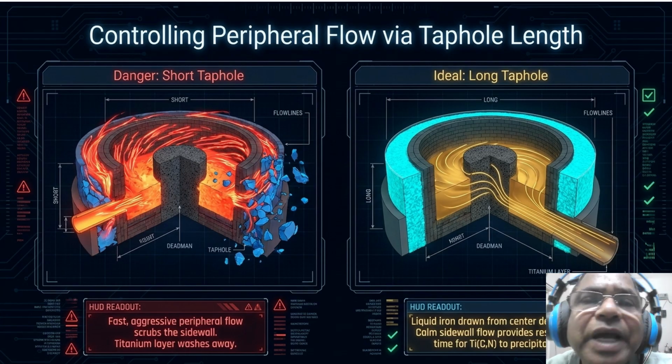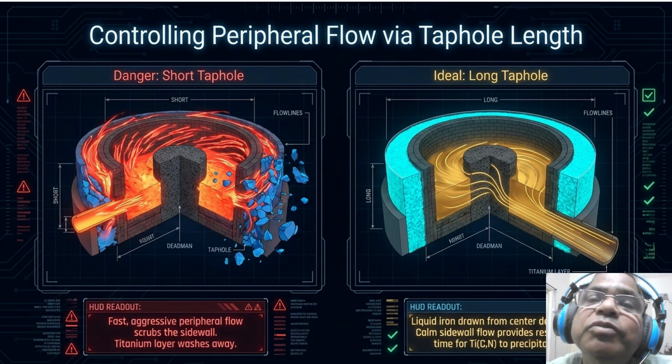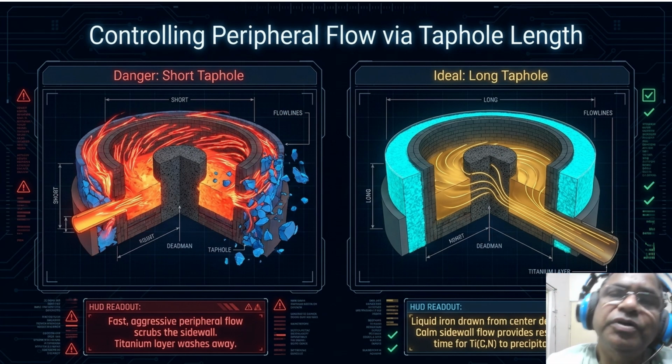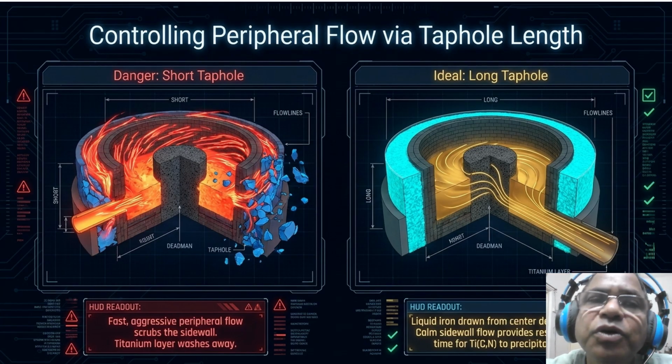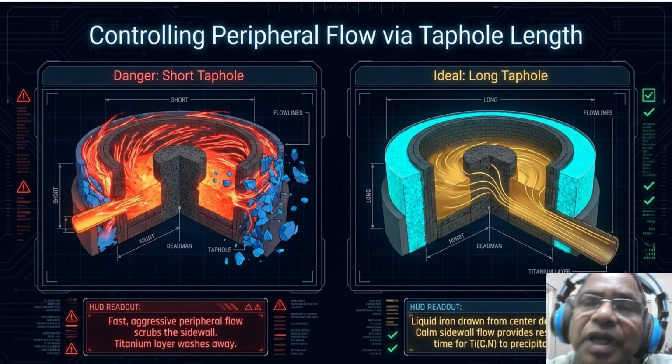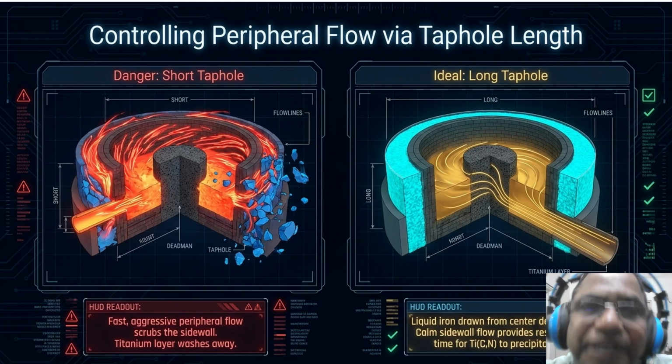Now look at the ideal scenario. What is that? The long taphole rendered in cool cyan. By maintaining a long taphole, we draw liquid iron from the center dead man rather than the periphery. That is the siphoning of the metal, which is a good one. If our taphole is lengthy, lengthy means it's optimum. This creates a calm zone near the sidewall and provides the necessary residence time for TiCN to settle, to precipitate, to freeze.